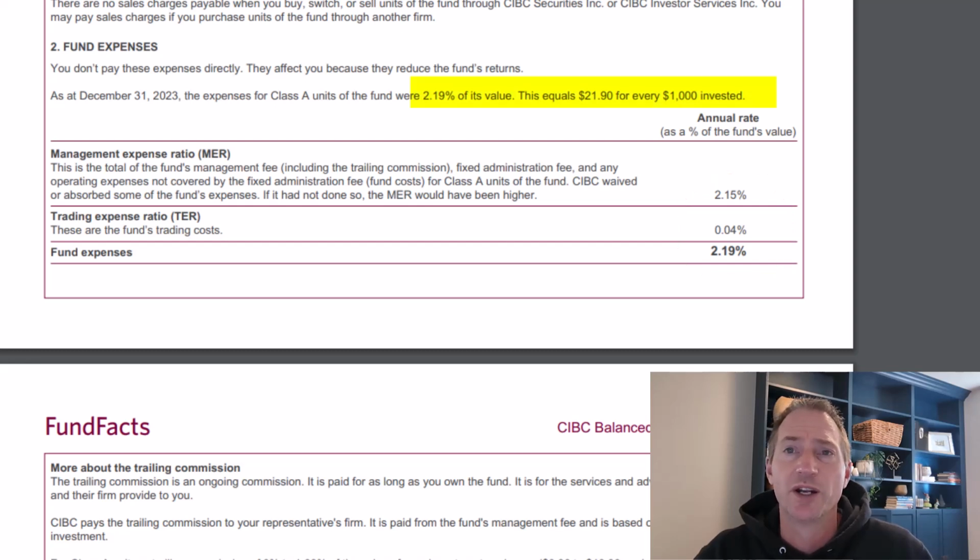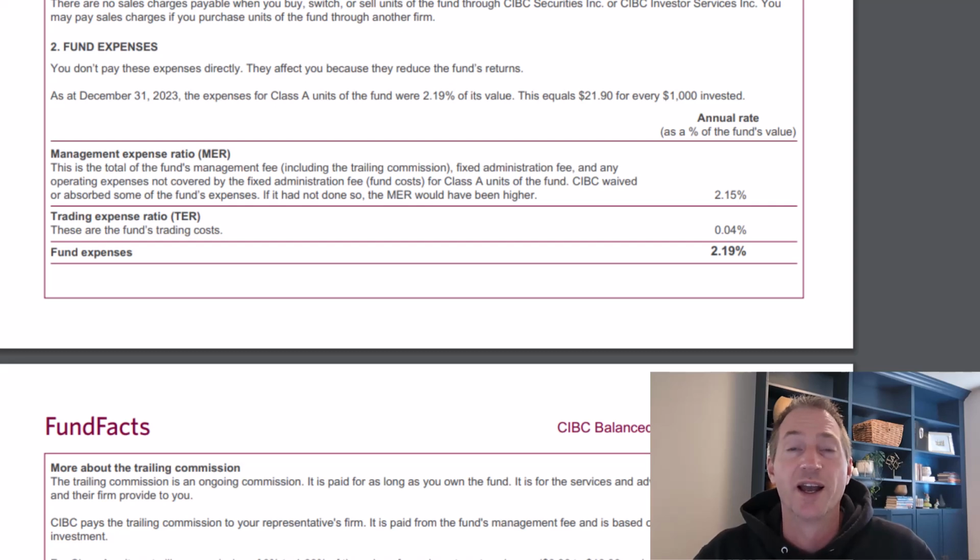And you can see right above it, they even tell you that based on this fund, for every $1,000 you have invested, you get charged $21.90 per year. And when you're first starting out and your fund balance is fairly low, it doesn't even sound that bad, $21.90, especially when you're probably new, you have no idea how to invest, you just want someone to do it for you to get started, and you don't actually realize what the 2.19% actually means. It doesn't sound that bad.